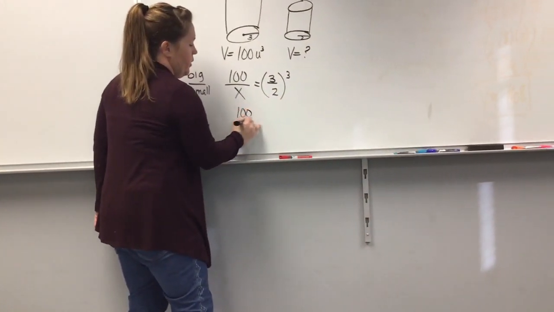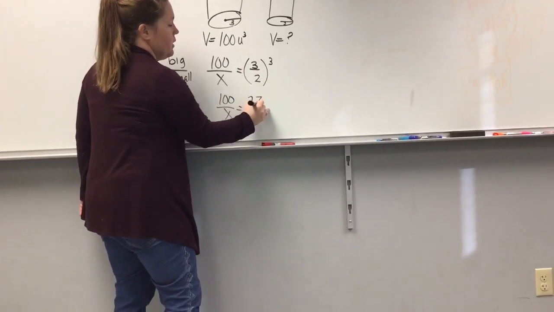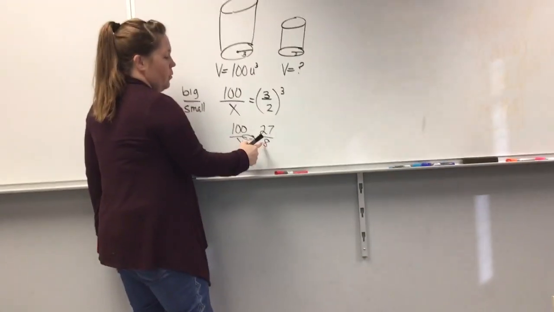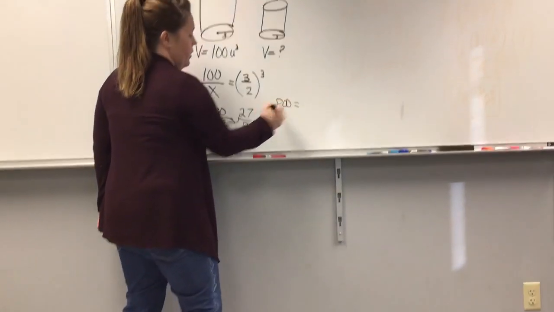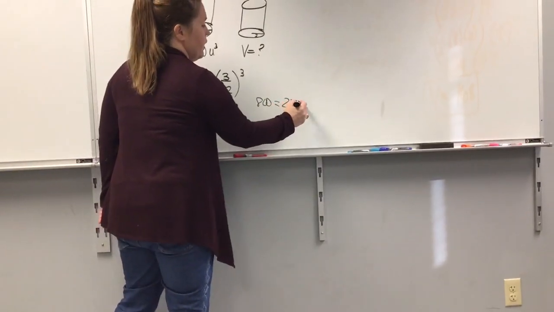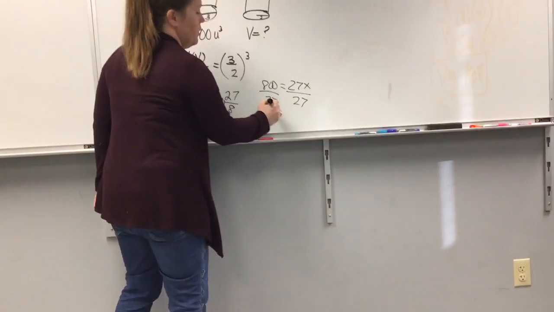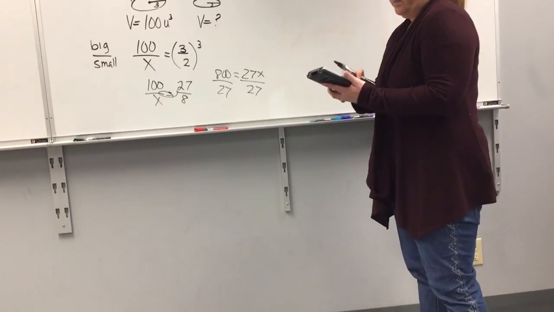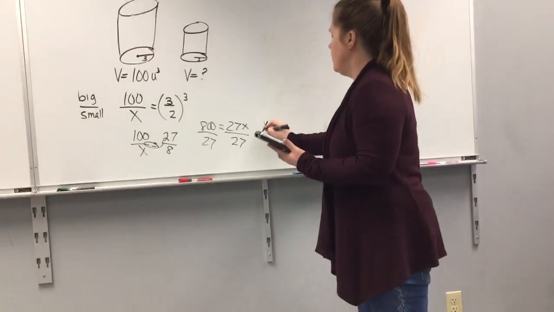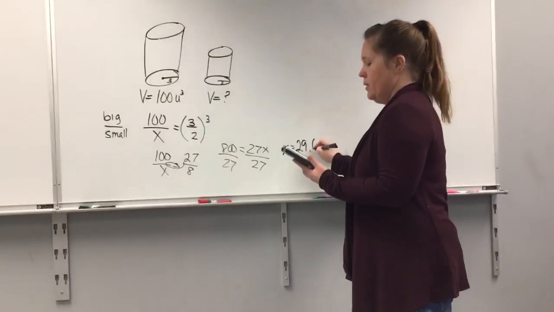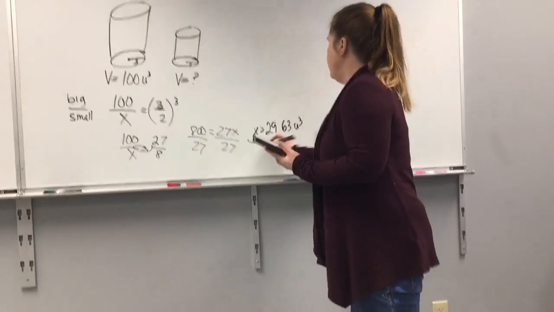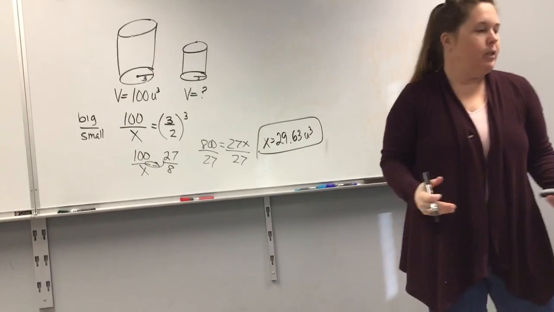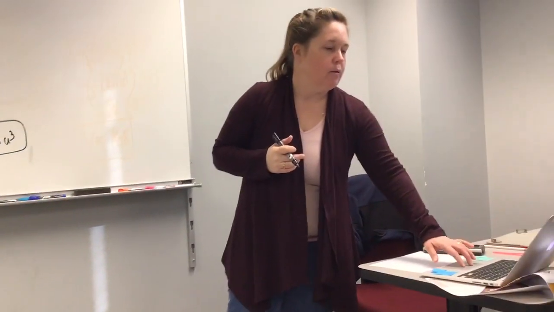So I cube both parts here. I have 100 over x equals 3 cubed is 27, 2 cubed is 8, and then I can cross multiply this. 100 times 8 is 800. 27 times x is 27x. We divide that by 27, and we get our calculator. 800 divided by 27 is 29.63. And that's going to give you the volume of the smaller figure. Okay, that's how we use similar figures to find missing volumes.